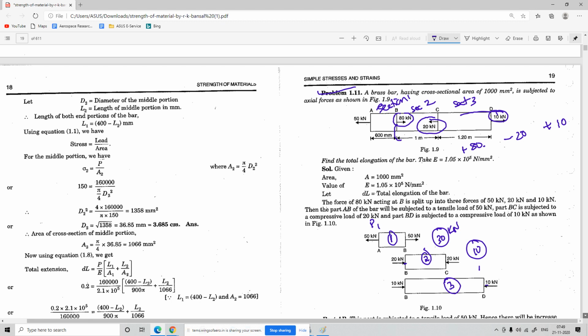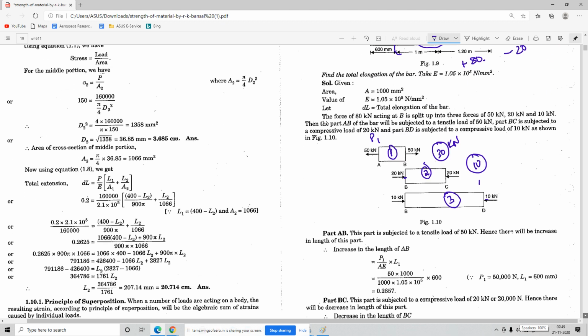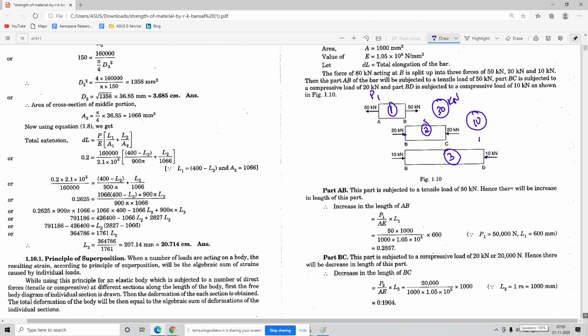You need to split this bar. Did you get the point? That is how you split this bar, and after splitting it you follow the same way to find out the elongation. How? Individually you find out the change in length. So what is the change in length for the first one? From Hooke's law, delta L equals P1 L1 by AE.